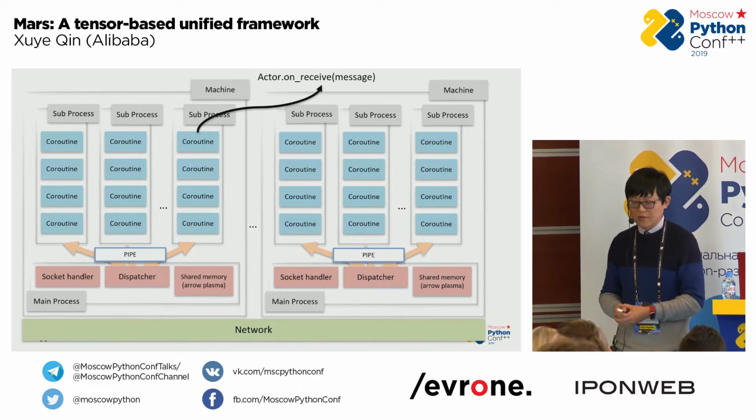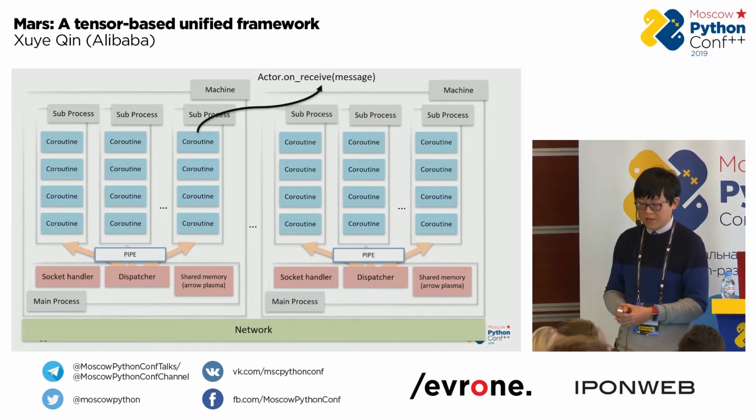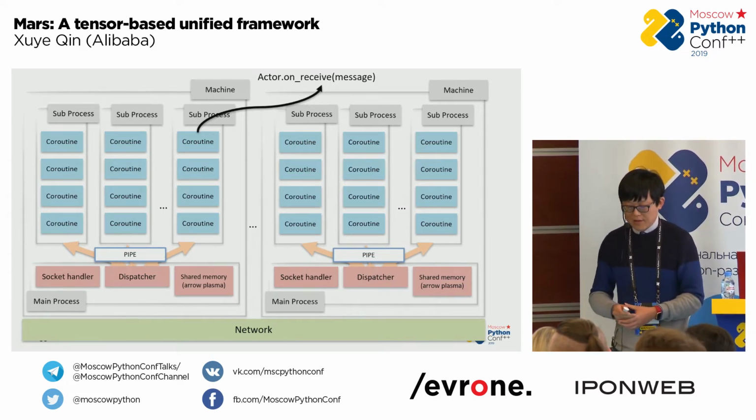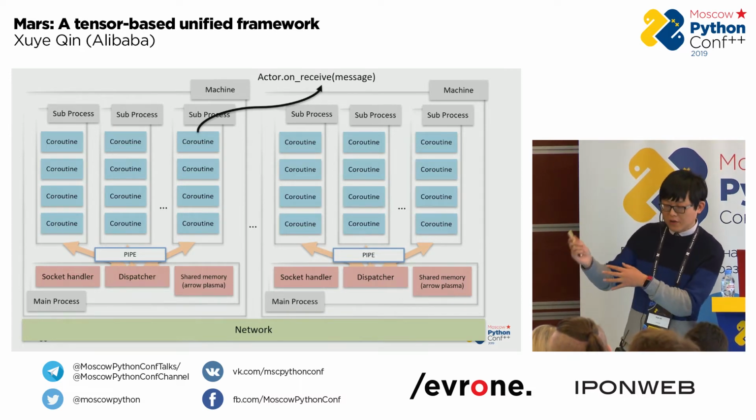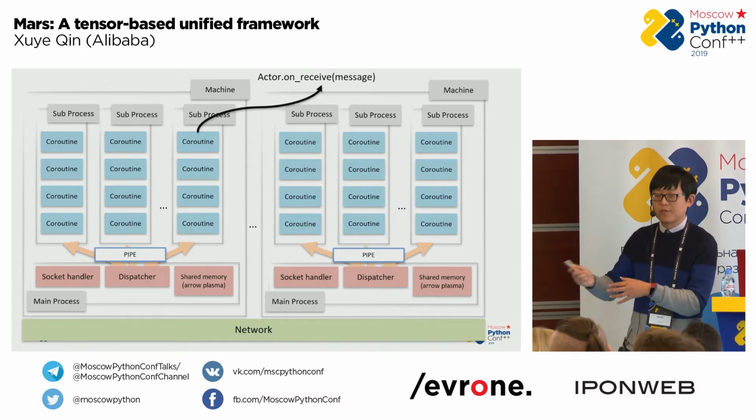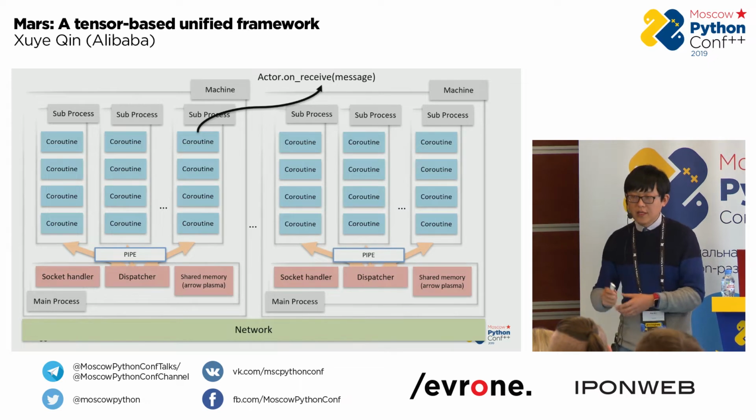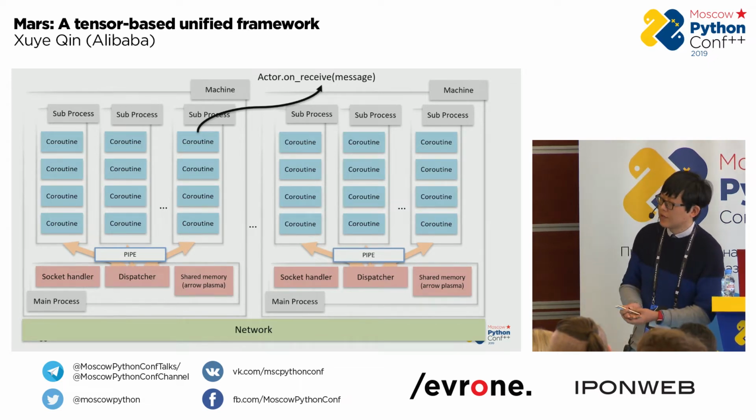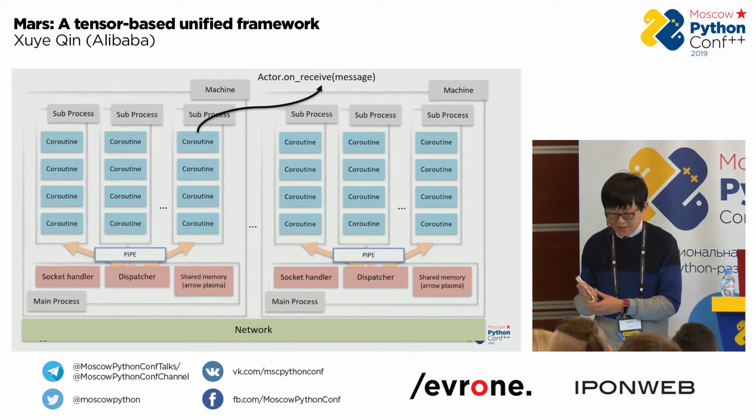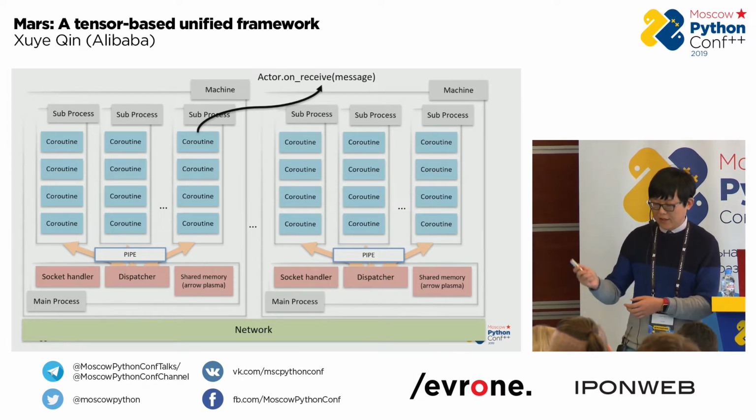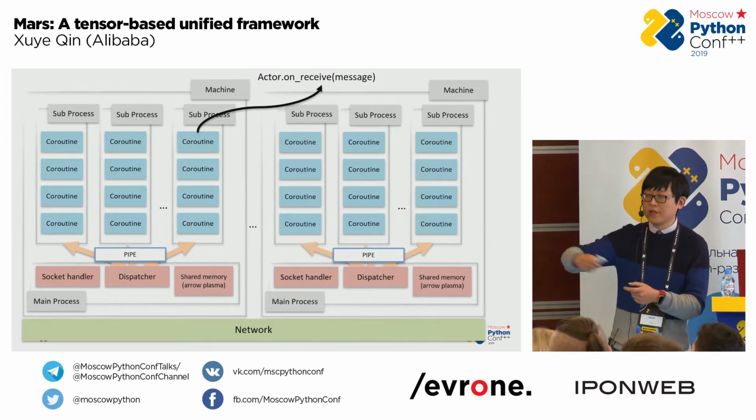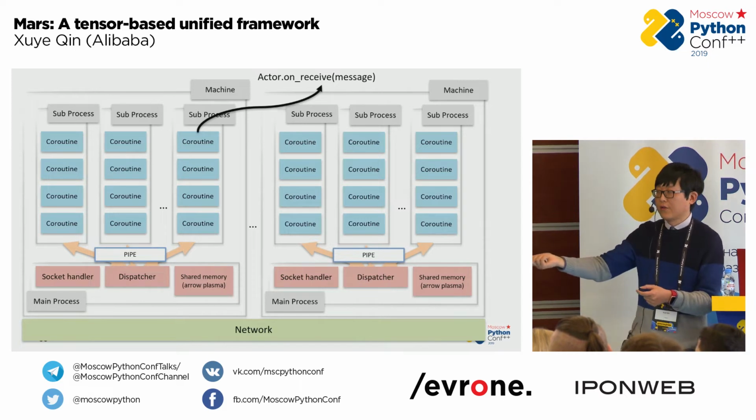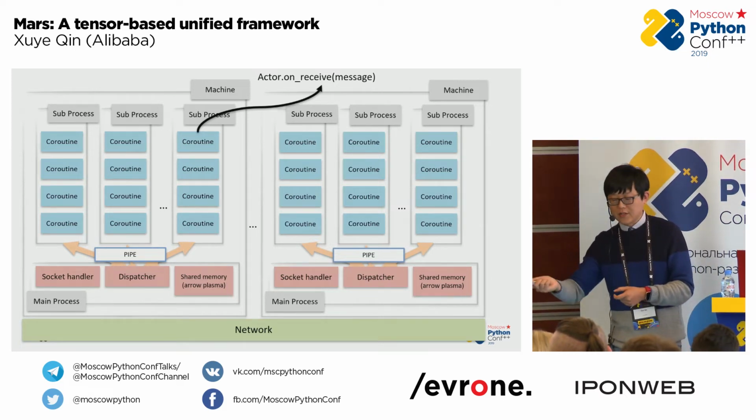Here we assume that there are 3 sub-processes, and the sub-processes are connected to the main process with pipes. And there are 3 important components in the main process. That is the socket handler. Each machine can receive messages from other machines via the socket handler.